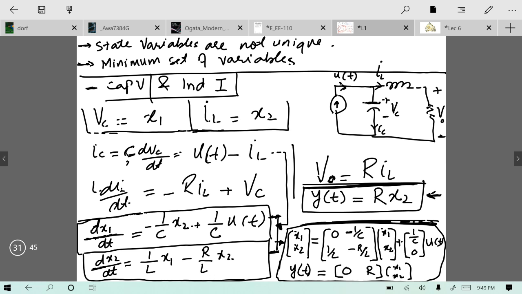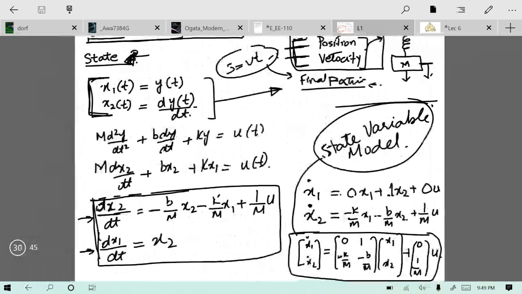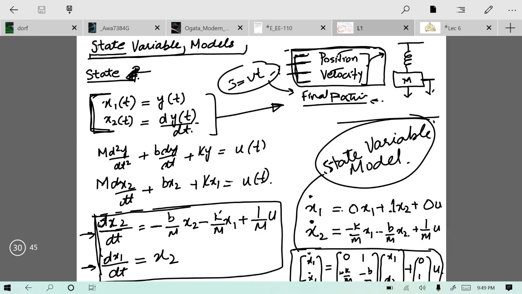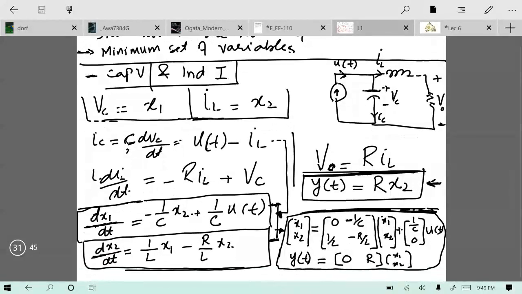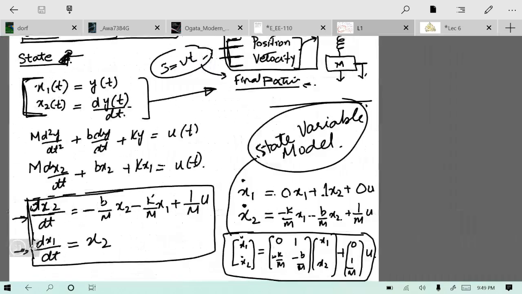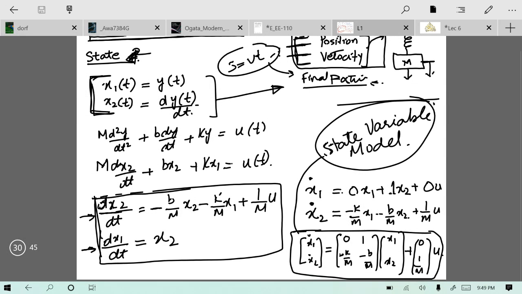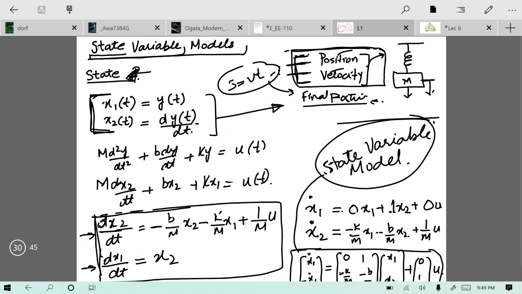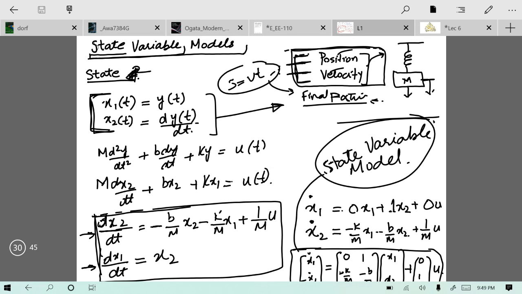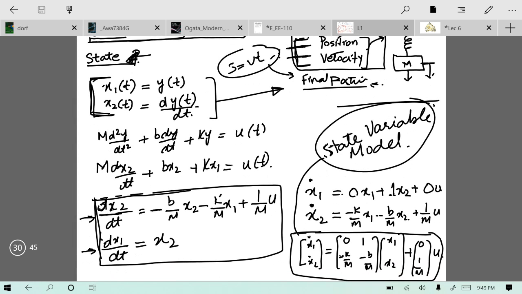Now let's try to generalize this. We have discussed two examples. One was our conventional mass spring system and another is a simple RLC circuit. And we tried to write the state variable model, state equations. First of all, we selected the state variables, then we wrote the state equations of the system, and then we defined that overall state variable model.